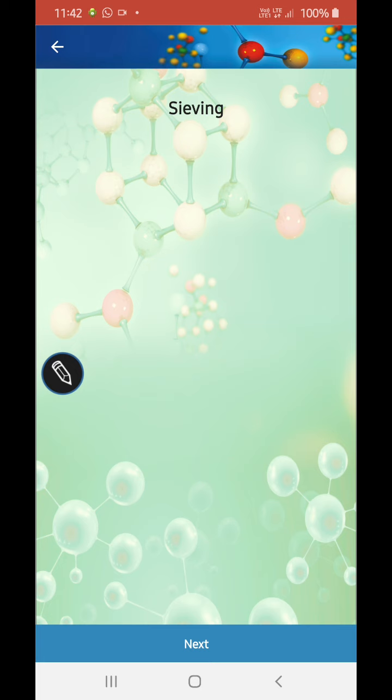Sieving, you don't get the picture over there. Sorry, I can't show you.